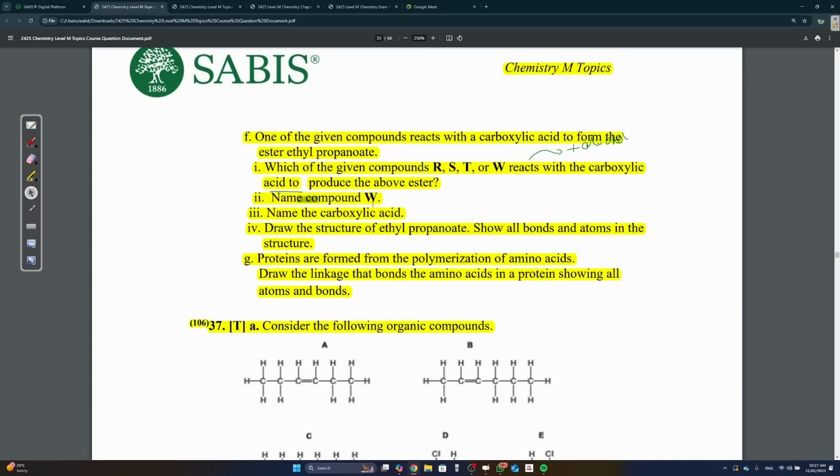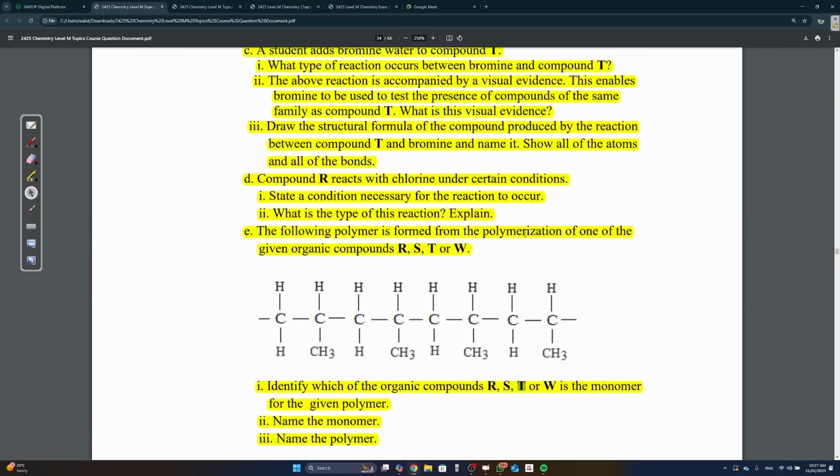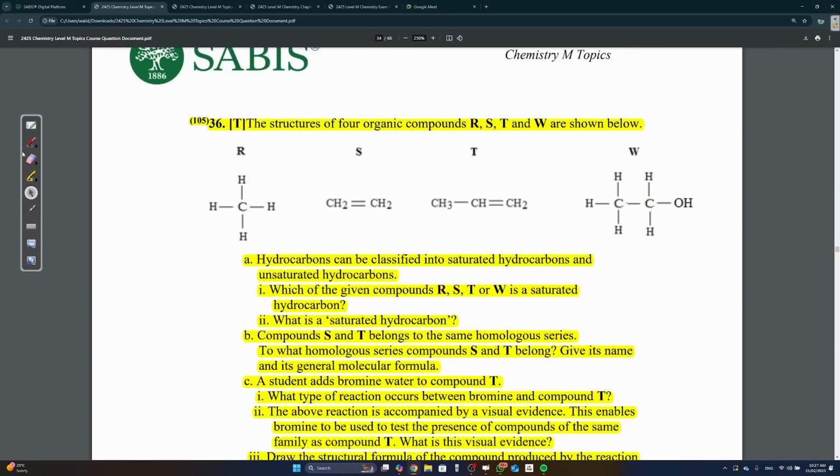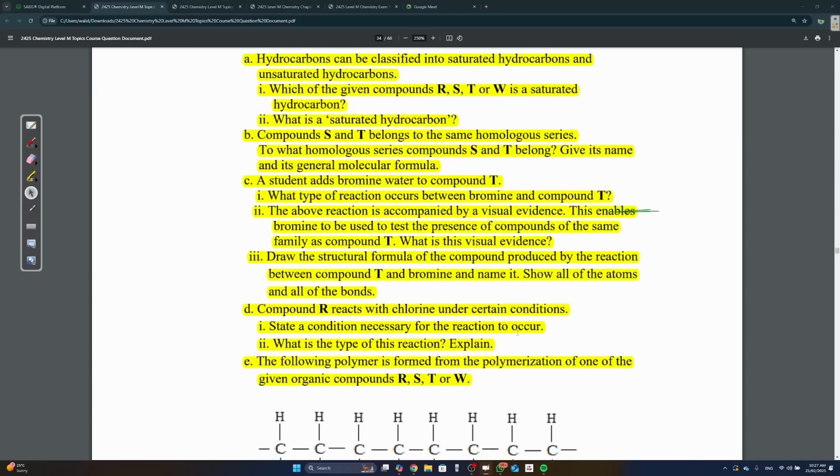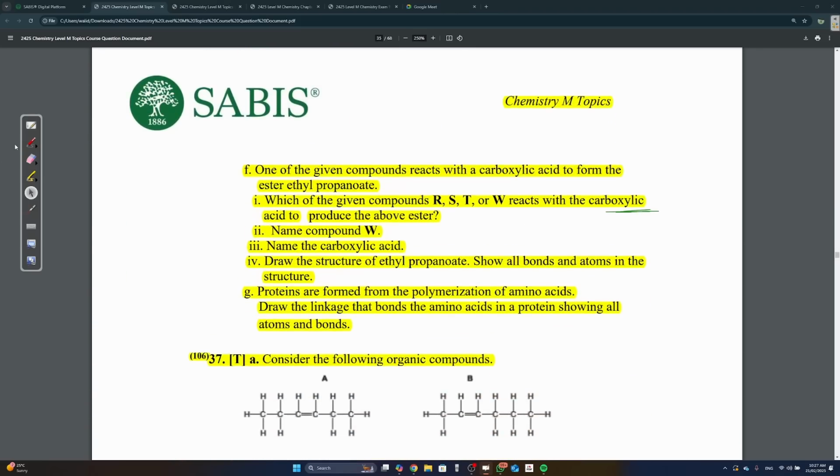And name the compound W? They said W after it. Name compound W. What is this? It's an alcohol. How many carbons does it have? 2. So it's going to be ethanol, right? That's it. Let's take a look. Continue. Name the carboxylic acid.